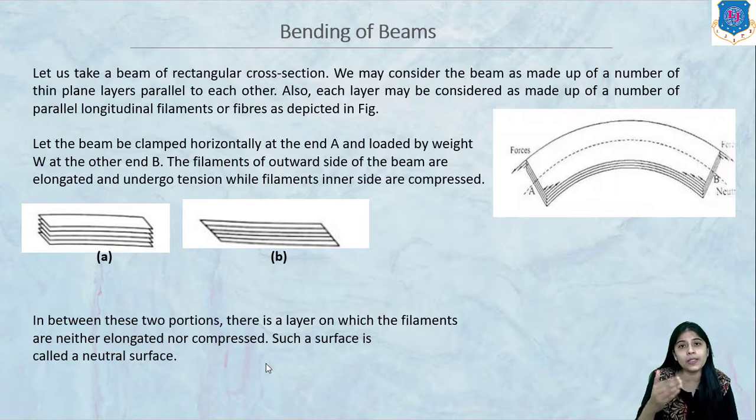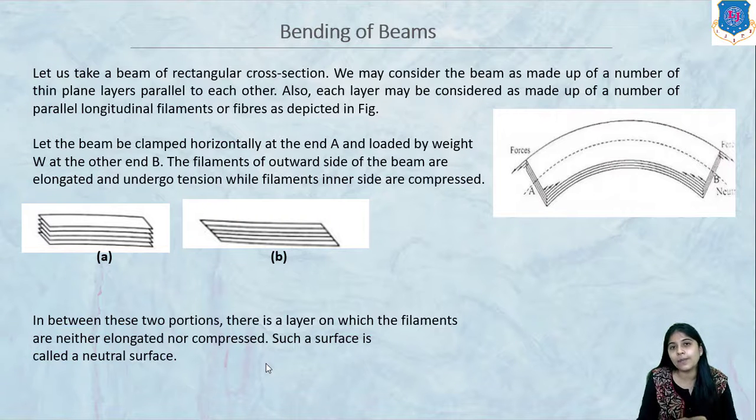In between these two portions there is a layer on which the filaments are neither elongated nor compressed, even after the load is applied. Such a surface is called the neutral surface or neutral axis. As you can see in this figure, there is a dotted line through the center of the beam. That dotted line is known as the neutral surface.